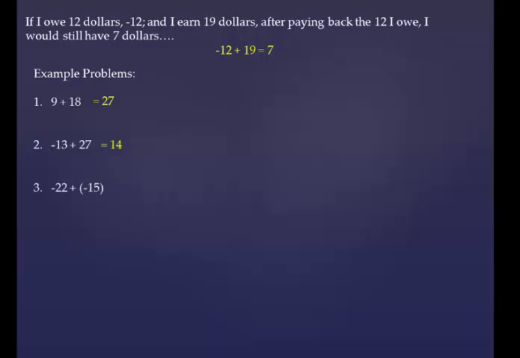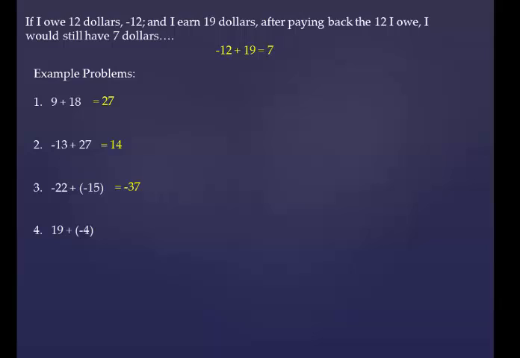Negative 22 plus negative 15, these are both negative. Now, I want to just mention the reason we put the parentheses around the negative numbers is because if we were to write negative 22 plus minus 15, it would be confusing. Those parentheses show that it's a negative 15. And since these are both negative, we'll add them together and have a negative 37 as our answer.